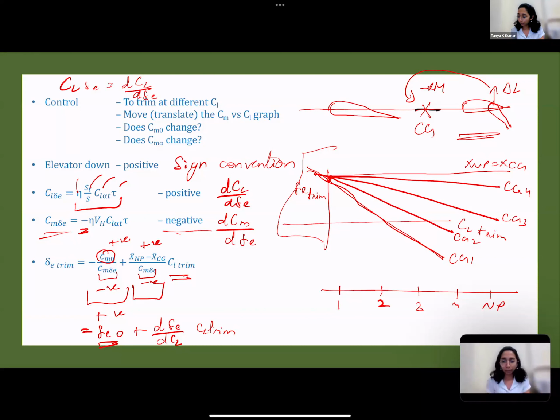At the same time, due to this positive lift, there is a pitch down moment created at the CG, correct? There is a negative moment. Pitch down is negative. I've said this multiple times. Pitch down is negative, pitch up is positive. Elevator down is positive. Elevator up is negative. So when I deflect the elevator down, positive lift is generated and negative moment is generated. Is that clear?